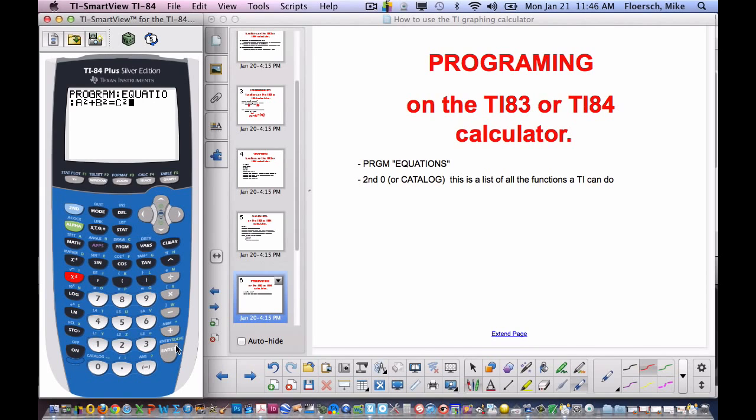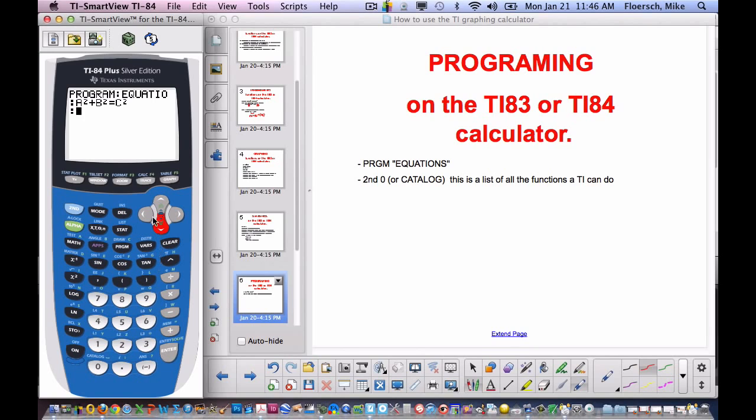I hit number 1, which puts in the equals for me, alpha c, and then the squared key again. Now you can hit enter, and on the next line you can put another formula. When you're done, you just hit second quit. Go back, hit program, there's equatio, I hit number 1, or I go over to edit, number 1, and now you can see your list of equations, or you can enter more if you need to at some point. That's programming on the TI-83 or 84.